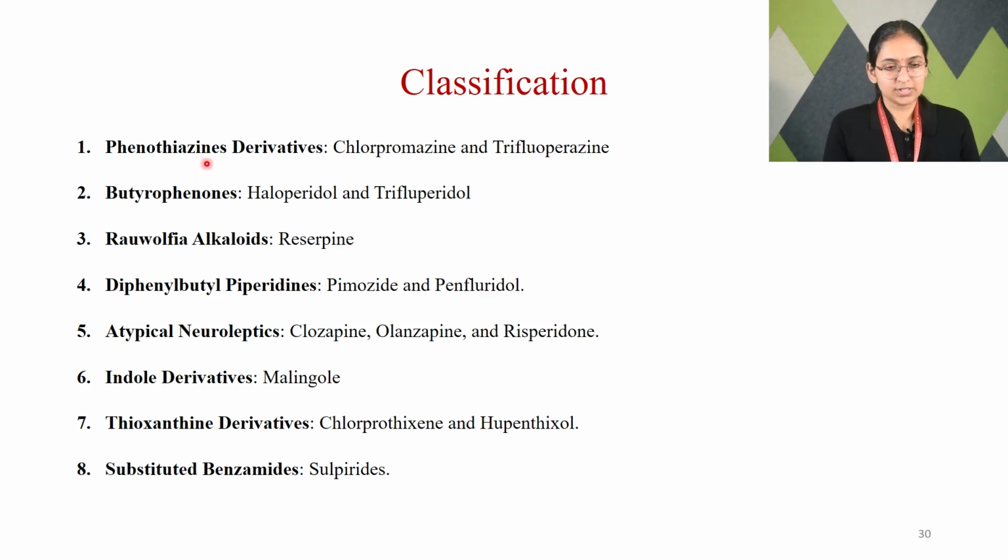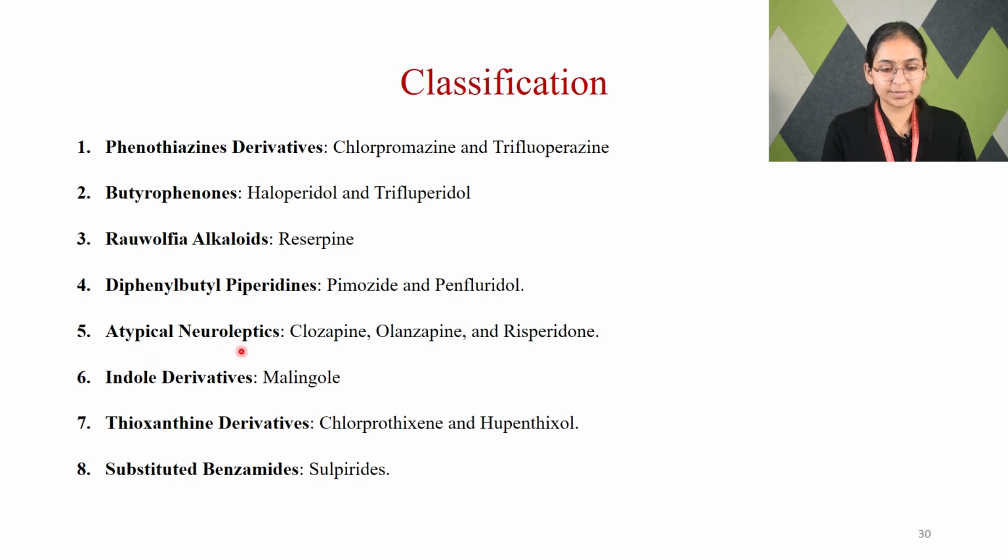First is phenothiazine derivatives. The examples include chlorpromazine and trifluoperazine. Butyrophenones, including the examples of haloperidol and trifluperidol. Third is Rauwolfia alkaloids, the example is reserpine. Fourth category is the diphenylpiperidines, including the examples of pimozide and penfluridol.